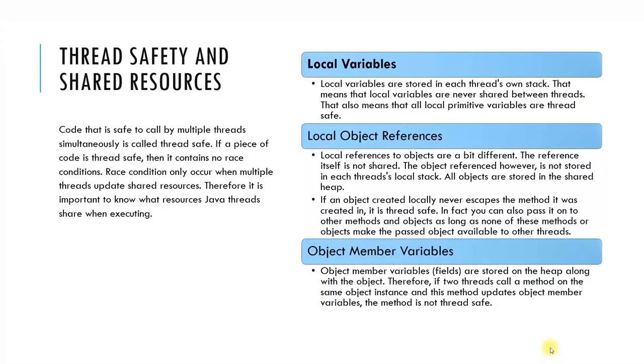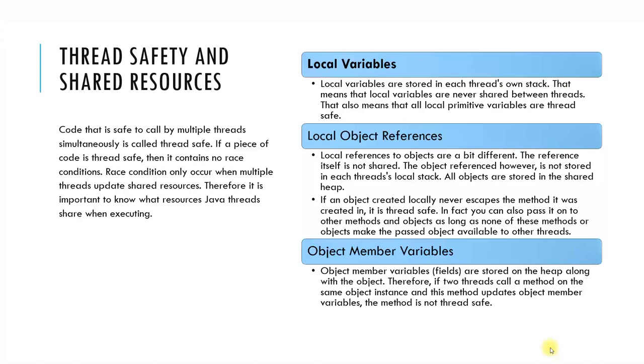So let's see about thread safety and shared resources. Code that is safe to call by multiple threads simultaneously is called thread safe. If a piece of code is thread safe, then it contains no race conditions. Race conditions only occur when multiple threads update a shared resource. Therefore, it's important to know what resources Java threads share when executing.